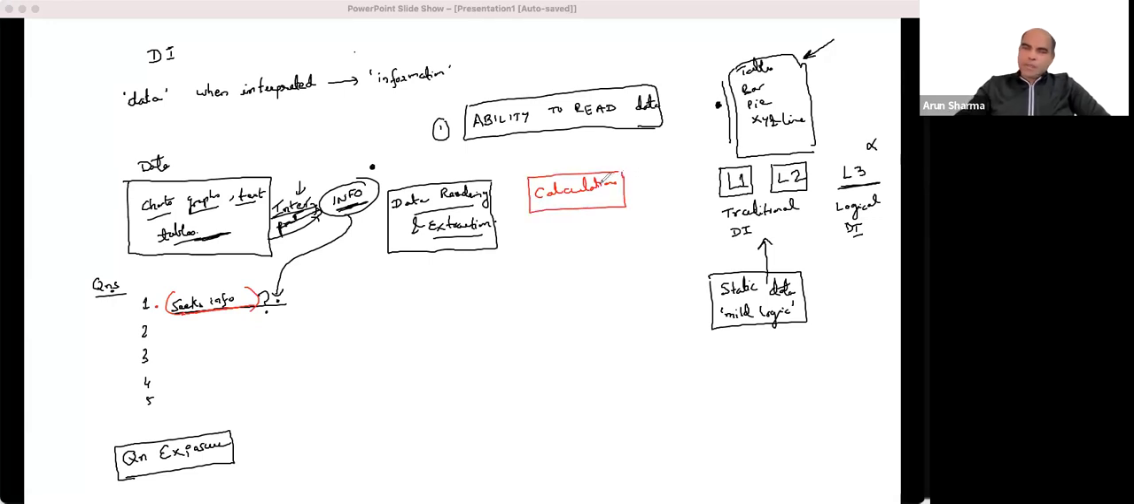Of course, please remember, the CAT has not created any such distinction that this is traditional DI or logical DI. But this is a distinction which I have realized as a trainer: when logic becomes intense and analysis becomes intense, the skills required to solve the question set are very different from the skills required when the data is static and the logic is mild, right?